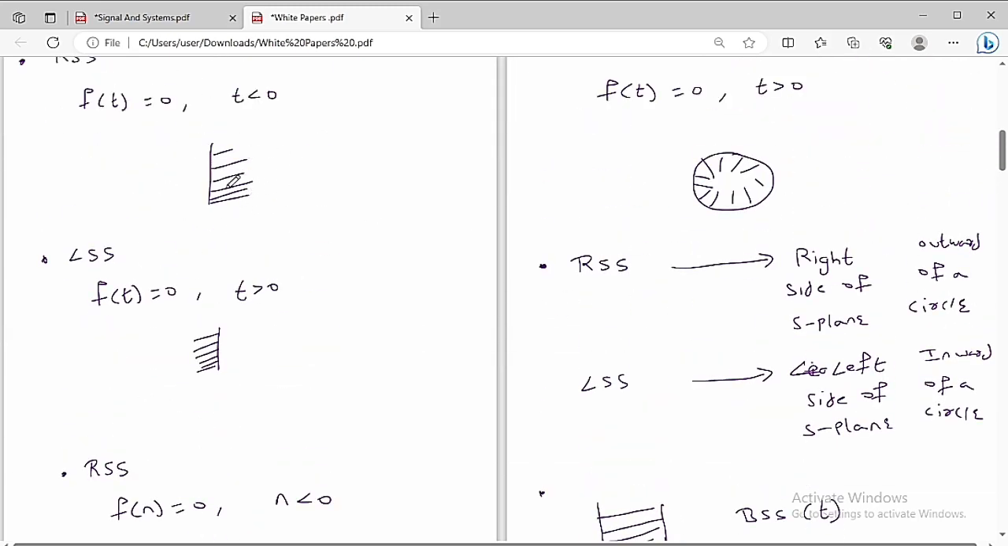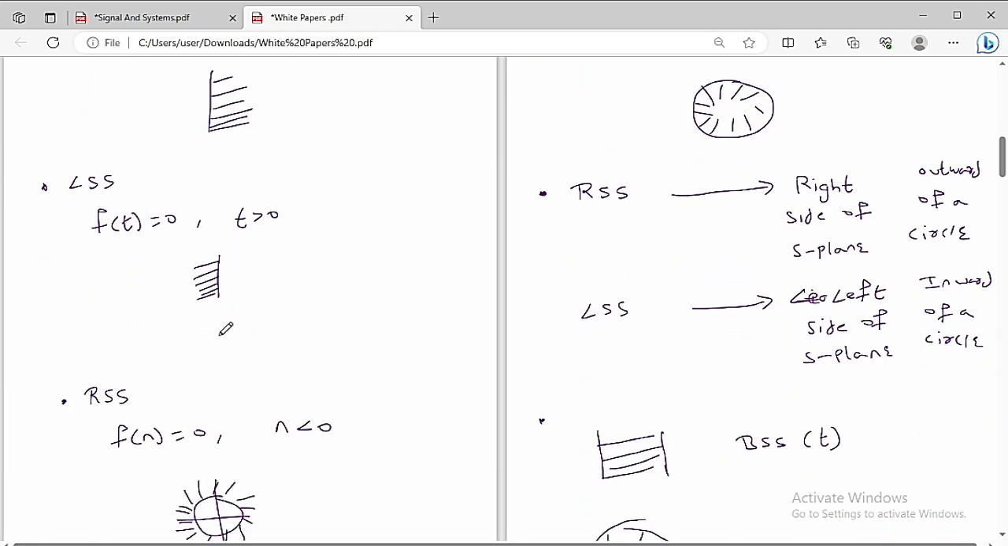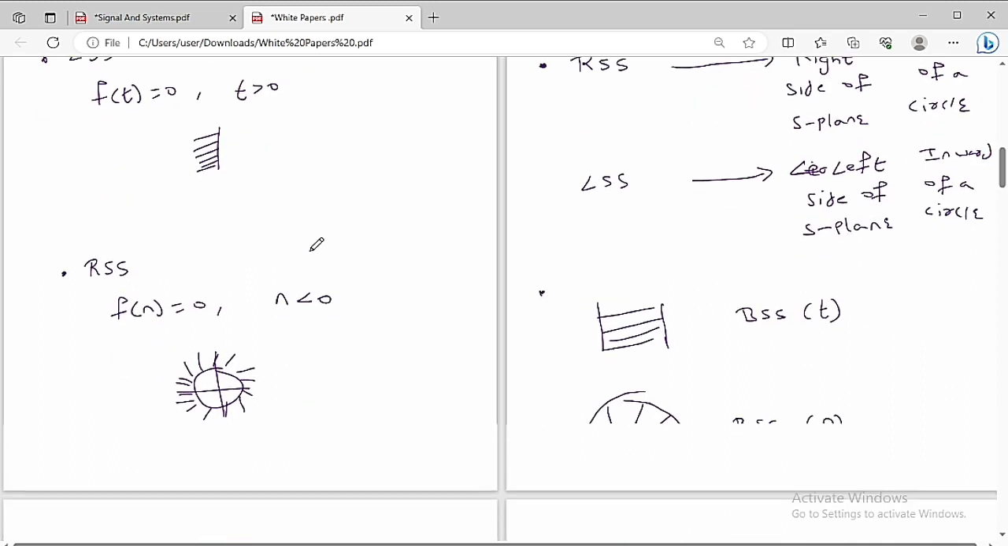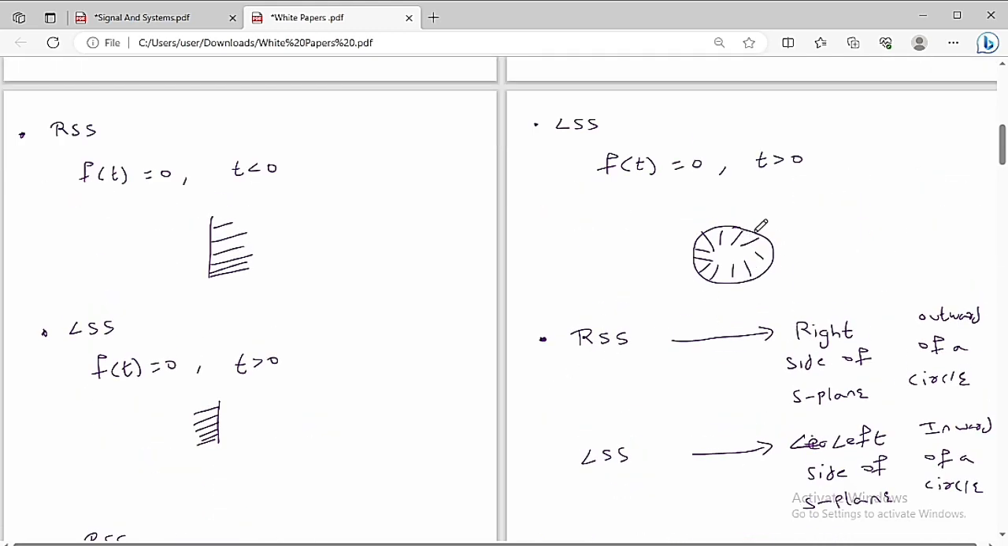In the S-plane, if the ROC is toward the right half of the S-plane, then definitely we can say it is a right-sided signal. Similarly, in the S-plane, if the ROC is toward the left half of the S-plane, then the signal is said to be a left-sided signal in the time domain. In the Z-plane, if the ROC is outward of a circle, then the signal is a right-sided signal in the discrete time domain. If the ROC is inside the circle, then the discrete time signal is a left-sided signal.